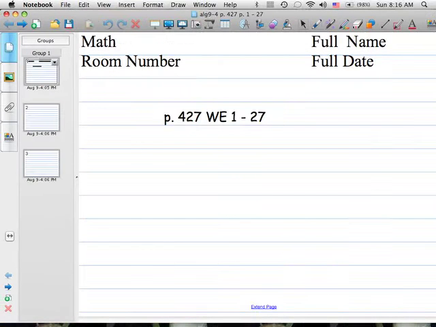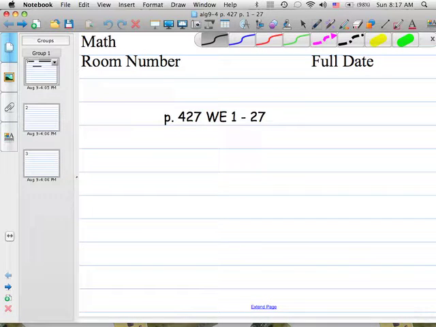You need to get your paper headed and then skip a line, put 427 written 1 to 27, fold the paper in half, and open your book to that page. And the directions say to solve by addition or subtraction.